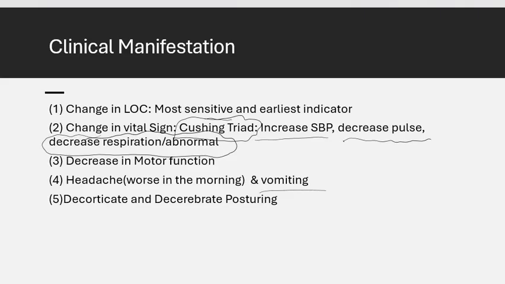Decorticate and decerebrate posturing is an indication of increased intracranial pressure, as well as brain bleed and stroke. Decorticate is when you have your hands coming towards your core. Decerebrate is when you have your hands extended away from your core body. Both of them are really bad indications of brain damage. Decerebrate is worse than decorticate because decorticate indicates the initial brain bleed, whereas decerebrate indicates the latter stage.